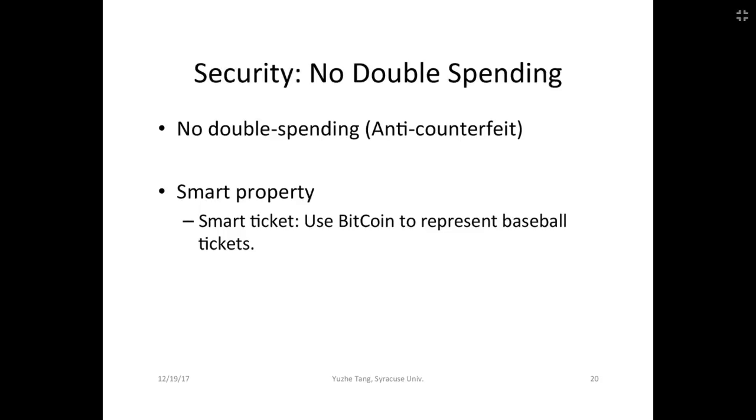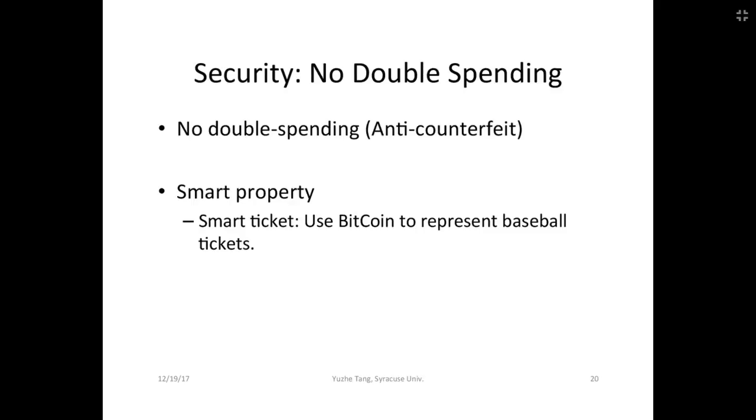The second security property is no double spending. Remember, in the beginning of today's presentation, we talked about double spending. That is one of the two threats against currency design. So in Bitcoin or blockchain system, every transaction has to be validated to ensure that there is no double spending involved.